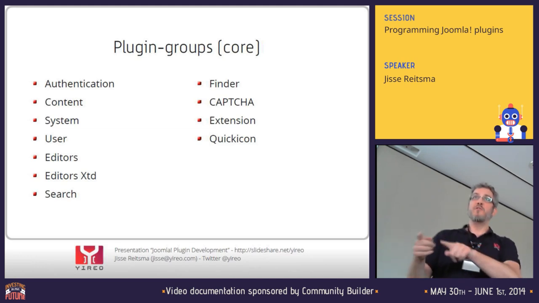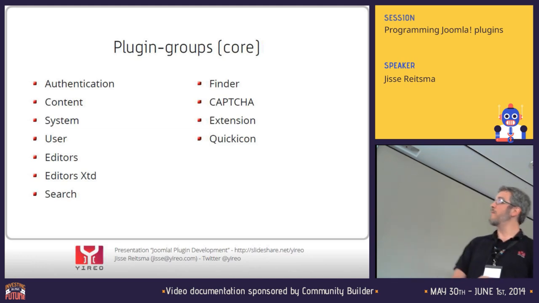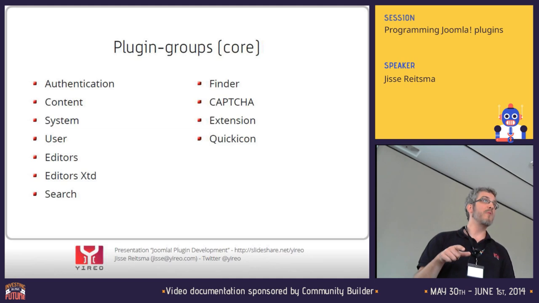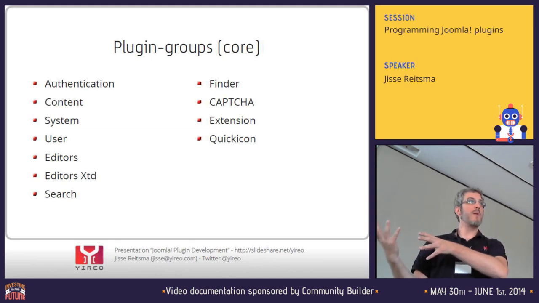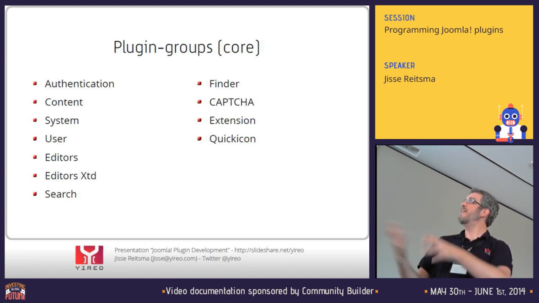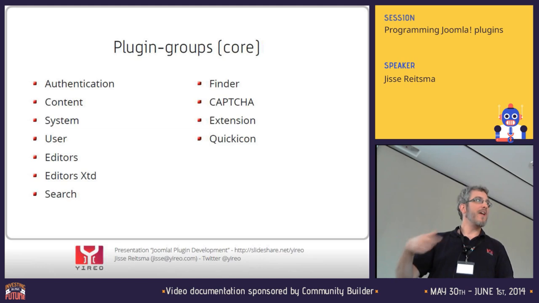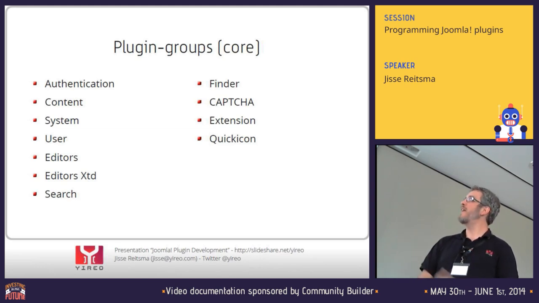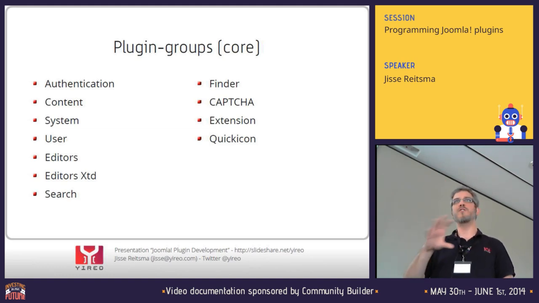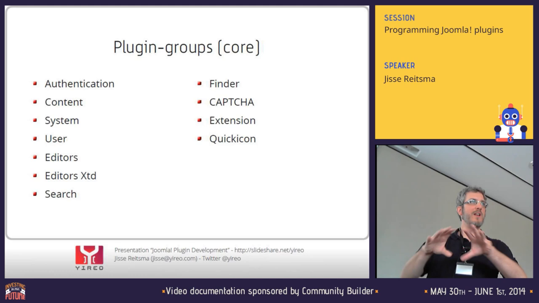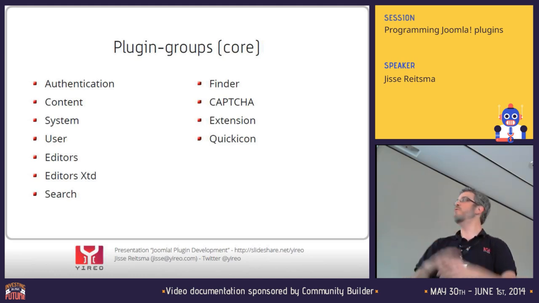And that's just one user scenario. There are many more. When content is being prepared for display, so when an article is being fetched from the database to put on screen on your website, there are a couple of plugin events that are generated and where your plugin can hook into. A system plugin is actually very low level. It doesn't have anything to do with authentication or with content. It's just really on a lower level, the functioning of Joomla itself.